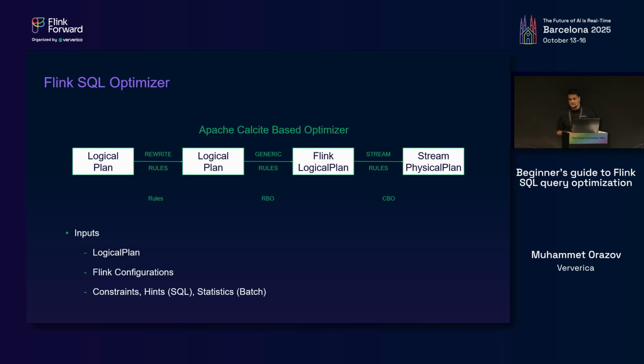And finally, it will be converted into the Flink physical plan, which again goes through many rewrite rules and cost-based optimization steps. Here, the optimizer will use a lot of metadata information, for example, from the Flink configurations, hints from SQL statements, catalog metadata, statistics for the batch jobs, and so on.